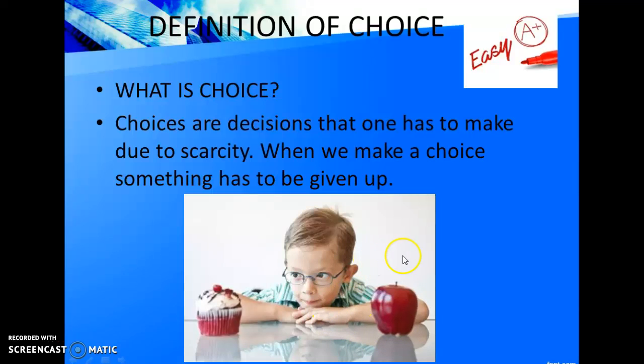And this is what our everyday life is all about. We have to make choices, we have to make a decision, but we can't have both. We can't have everything that we want in this world. There's nothing that we can have in a large amount of abundance. We have to choose between one or the other.